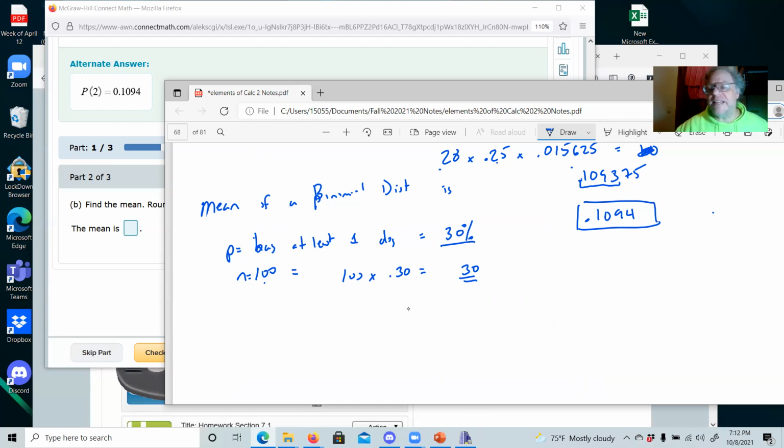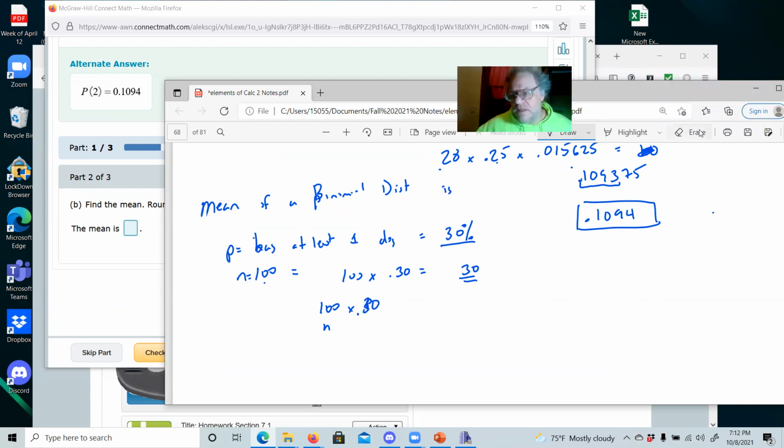Okay, how did we get that? Well, we took the 100, that's n, times p, the 30%, 0.3. Change that. Make that so you can actually read it.